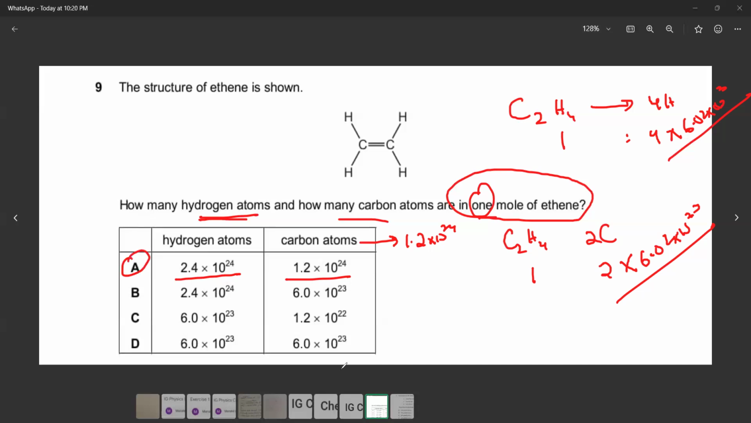Is it clear? It's a similar question to the magnesium chloride one.